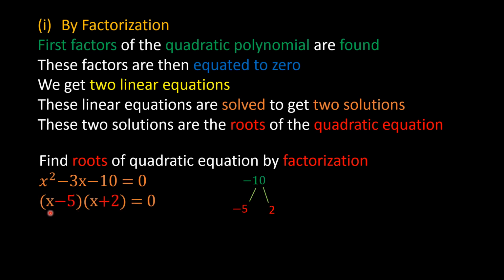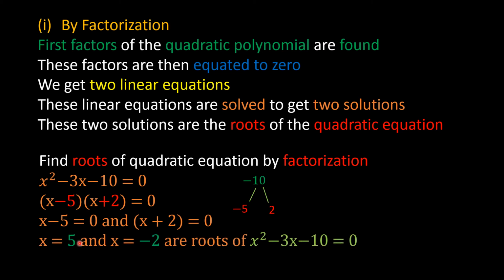Now we can directly write the factors as x minus 5 and x plus 2 equals 0. We will write x minus 5 equals 0 and x plus 2 equals 0. It gives us x equals 5 and x equals minus 2, and these are the roots of the quadratic equation x squared minus 3x minus 10 equals 0.